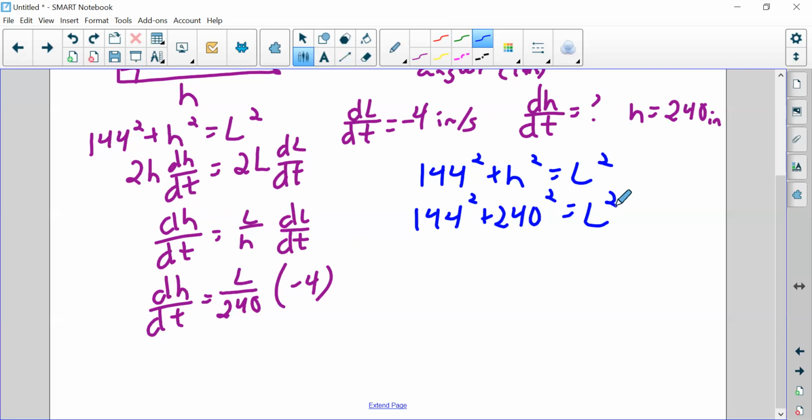When you put dH over dt, what happens with the 2? You divide both sides by 2. Oh, there's a 2, right? 2 there, divided by 2. Okay. And so that became 1.